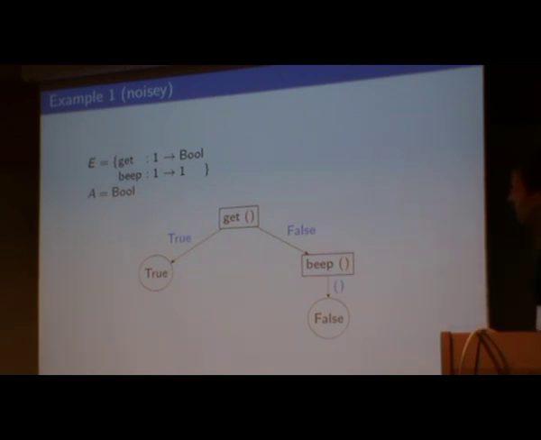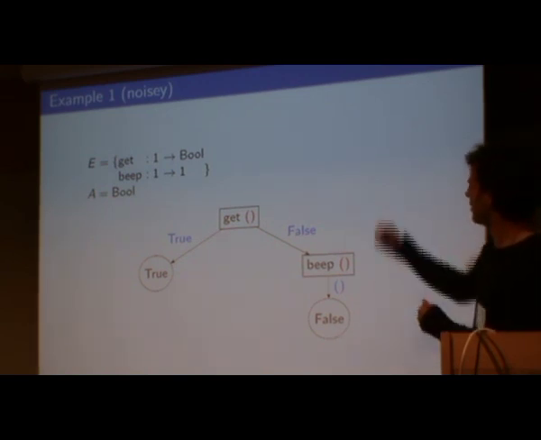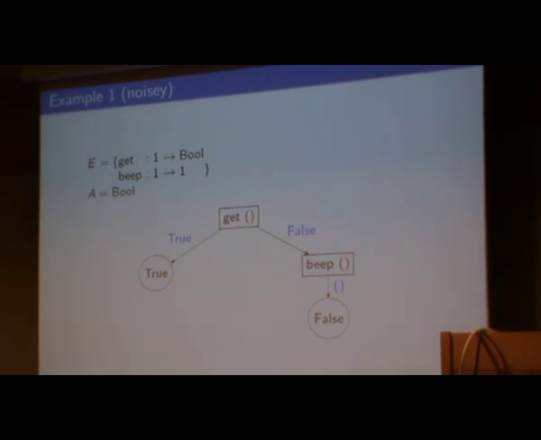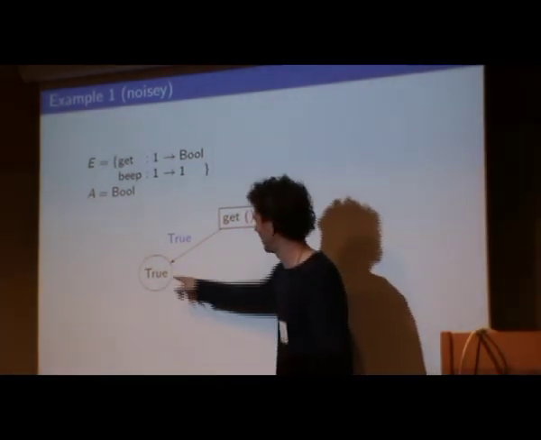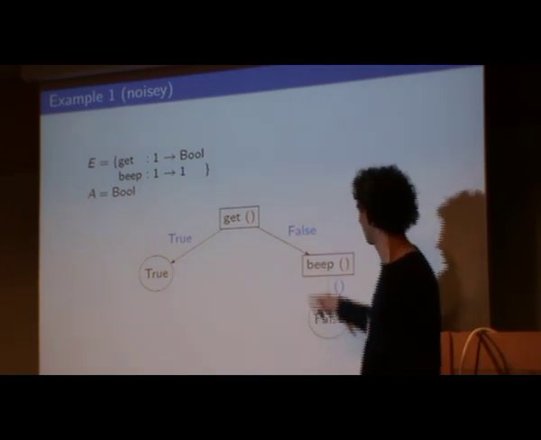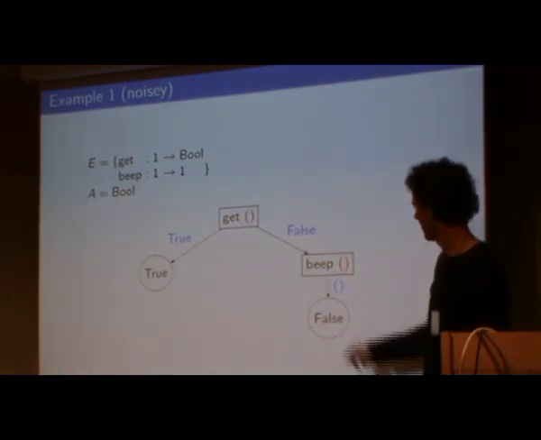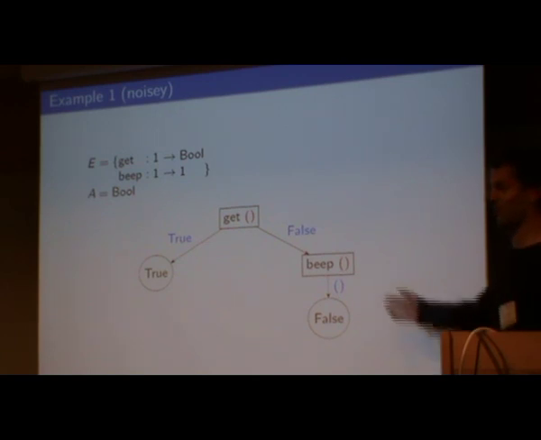An effect signature with two operations, get, which we can think of as just reading from a single Boolean state cell, and beep, which, well, maybe just beeps. This is an abstract computation, so we haven't said what these things mean. This computation, noisy, what does it do? It gets a Boolean. If it's true, it just returns true. If it's false, then it beeps, and then returns false.